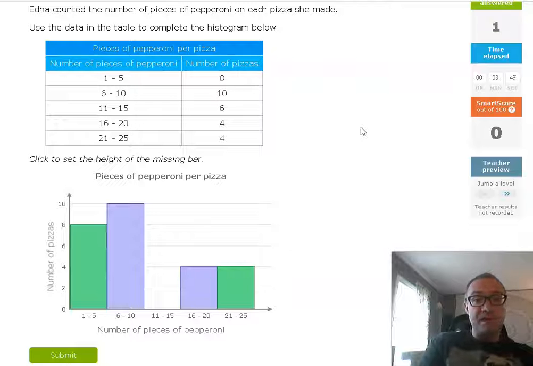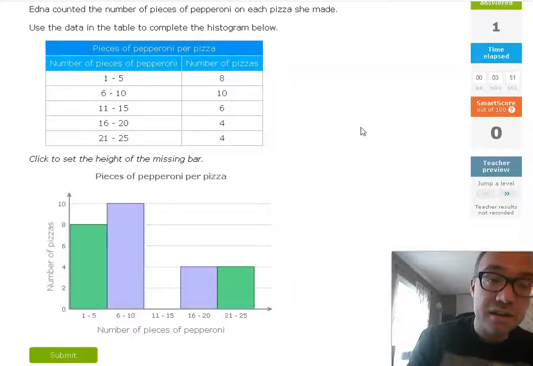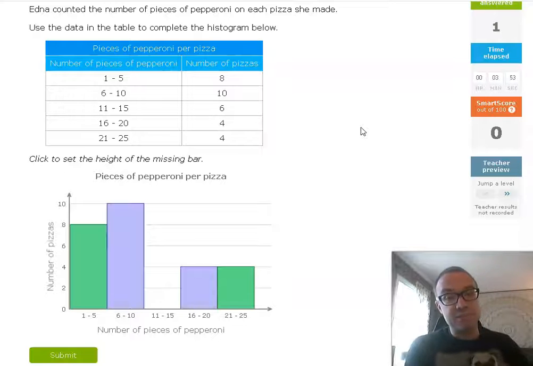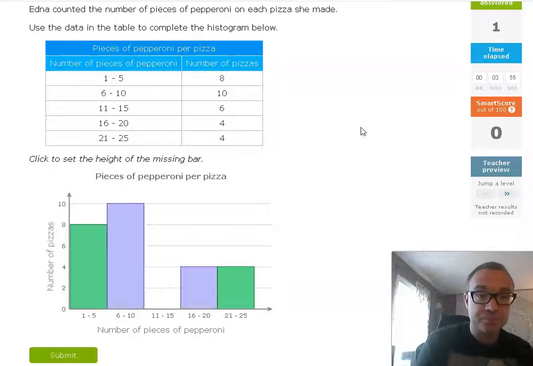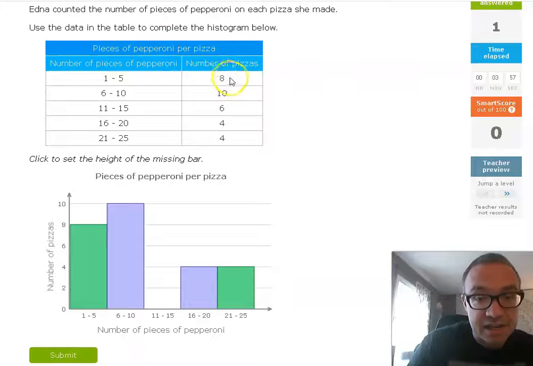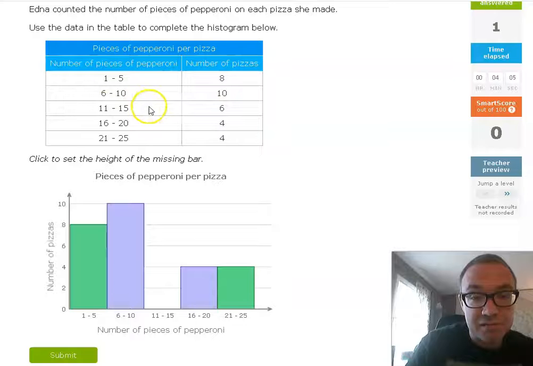So in this case, Edna counted the number of pieces of pepperoni on each pizza she made. Use the data in the table to complete the histogram. So that means 8 pizzas had between 1 and 5 pieces, 10 pizzas had between 6 and 10, 6 had between 11 and 15, and so forth.